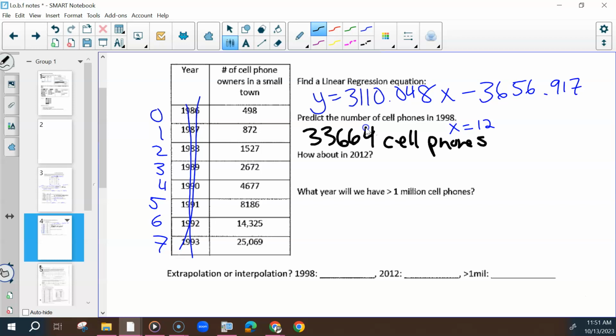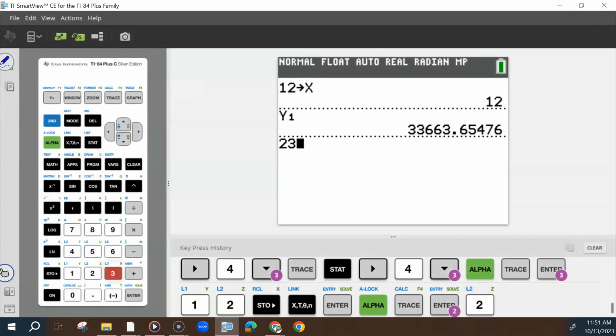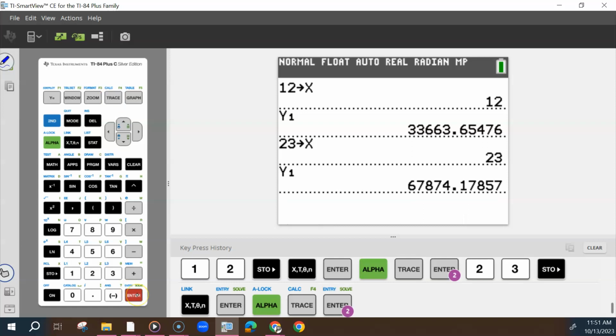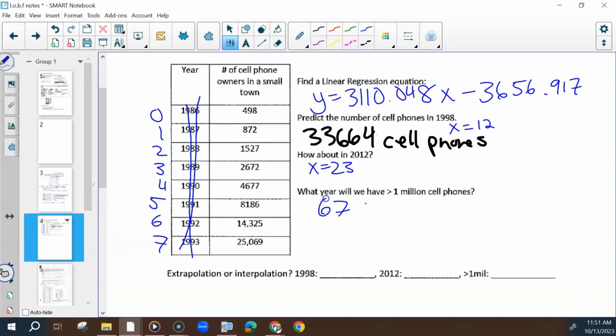Okay. How many years has it been from 1986 to 2012? 23. So let's do the same thing. Store 23 for x. 23 STO x, enter. And then alpha trace, enter twice. So again, round up, so 67875. That was the wrong one.